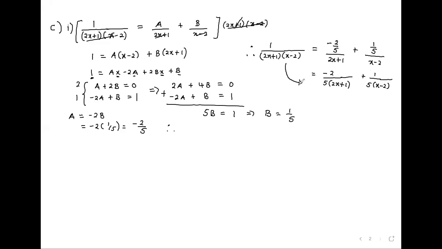And then the next part, part 2, says, hence, evaluate. In fact, it's not the next part, it's just a hence here. Evaluate the integral of 1 over (2x plus 1)(x minus 2) dx.